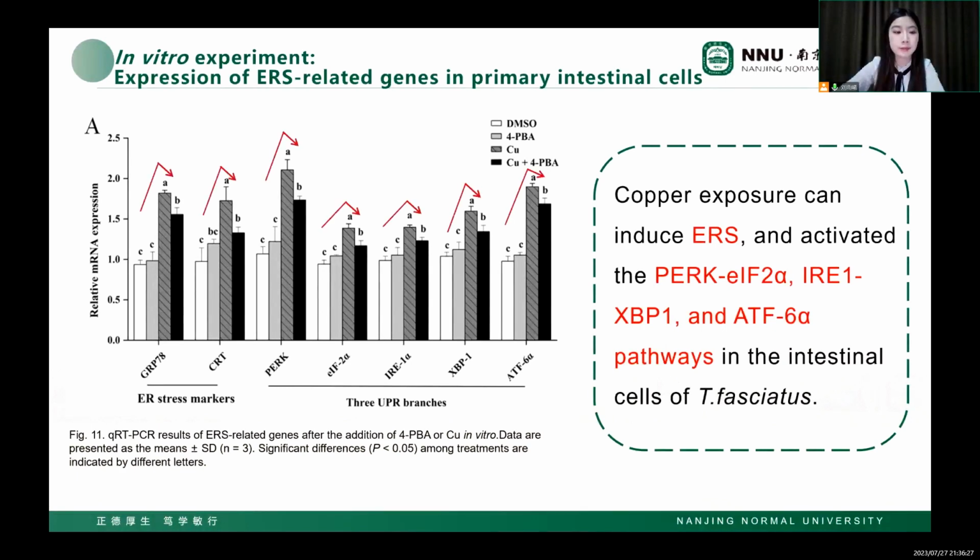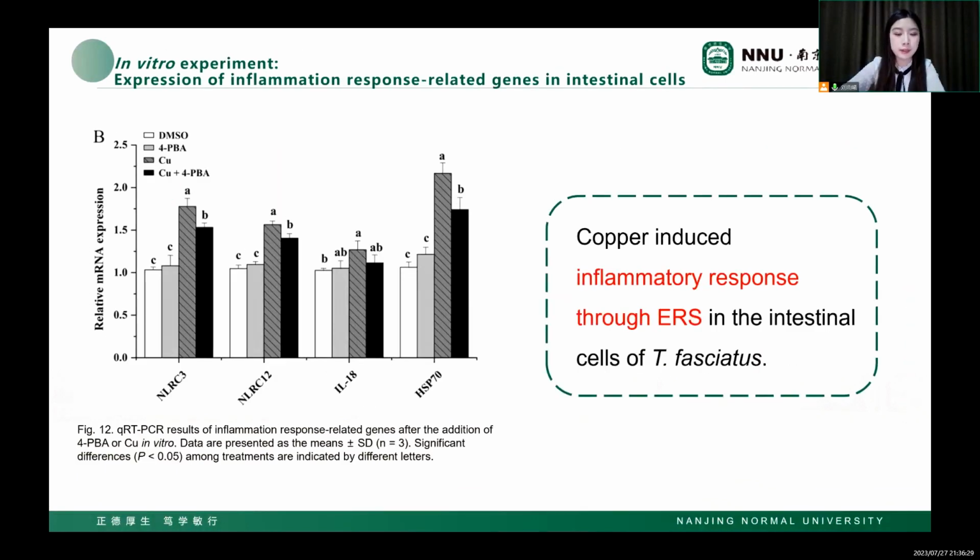And figure 12 is the qRT-PCR results of inflammation response-related genes after the addition of 4-PBA. We can observe a similar pattern in the changes of the expression of inflammation-related genes. This suggests that copper induced an inflammation response through ERS in the intestinal cells of T. fasciatus.